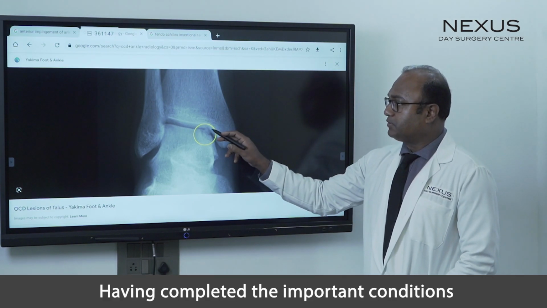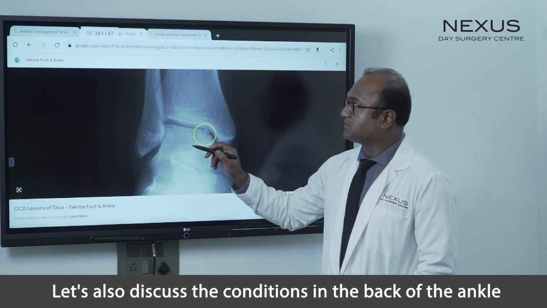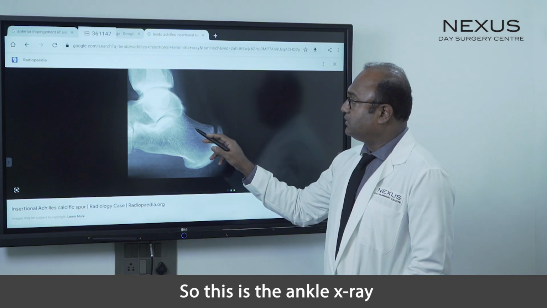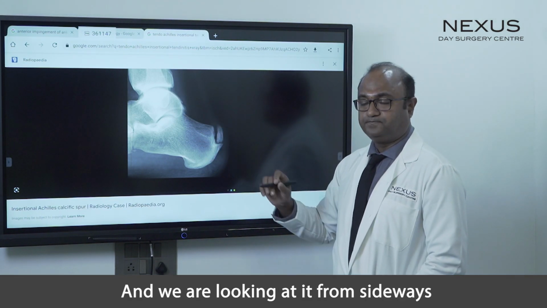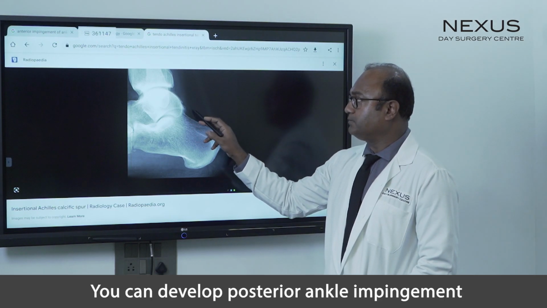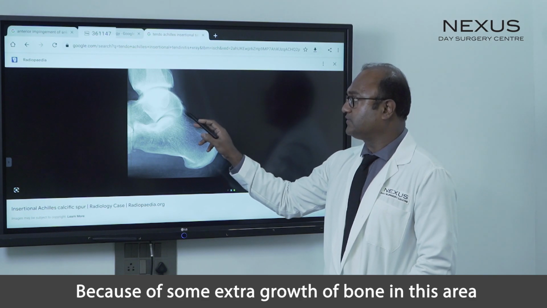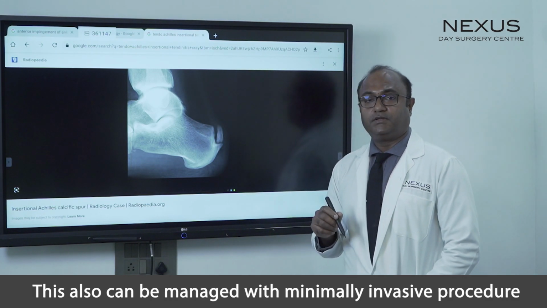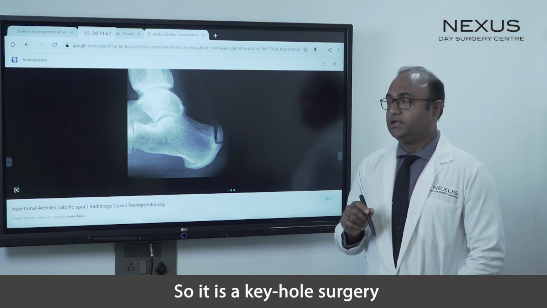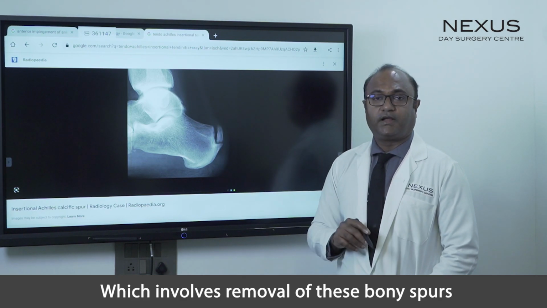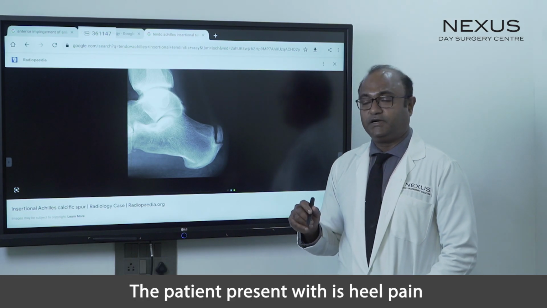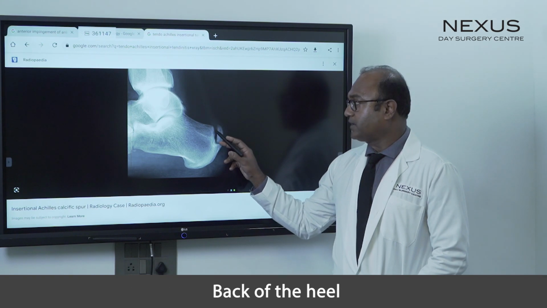Having completed the important conditions in the front of the ankle, let's also discuss the conditions in the back of the ankle. So, this is the ankle X-ray and we are looking at it from the side. At the back of the ankle, like we discussed in anterior ankle impingement, you can develop posterior ankle impingement because of some extra growth of bone in this area. This also can be managed with a minimally invasive procedure called hindfoot endoscopy. It is a keyhole surgery which involves removal of these bony spurs, and the patient can be back in action very early.